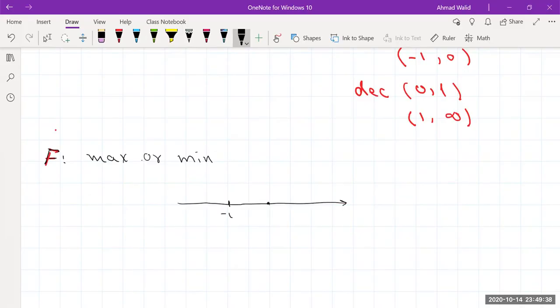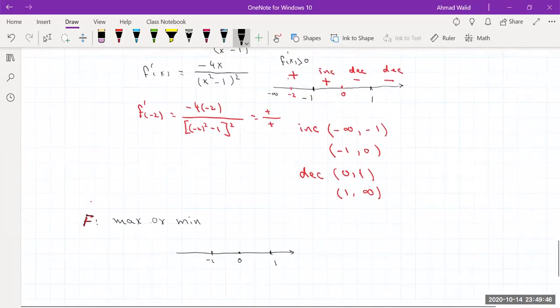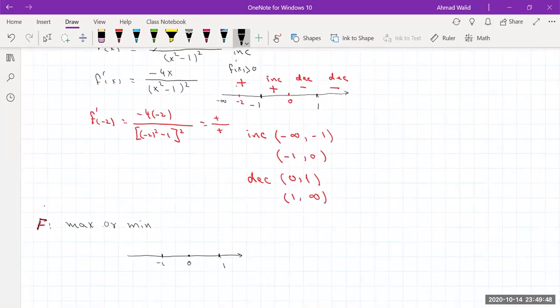-1, 0, 1. Here it was positive, right? Let me zoom in a little bit. Here you have positive, the function is increasing. From -1 to 0, increasing. From 0 to 1, decreasing. You see the arrows? From 1 to infinity, again decreasing.